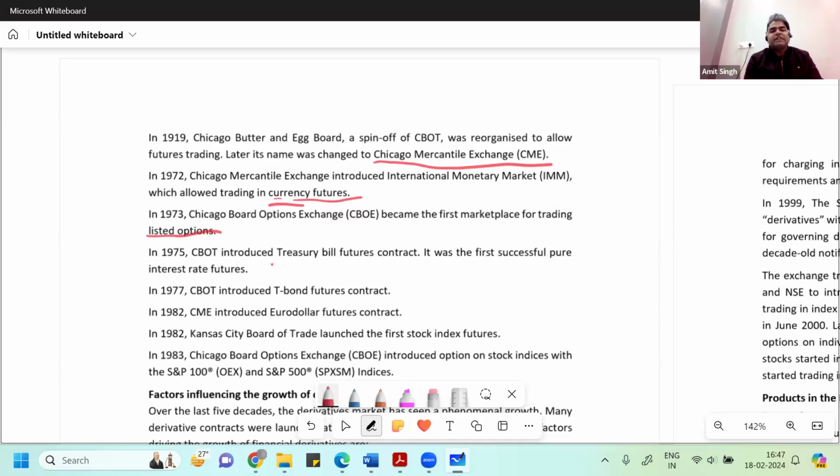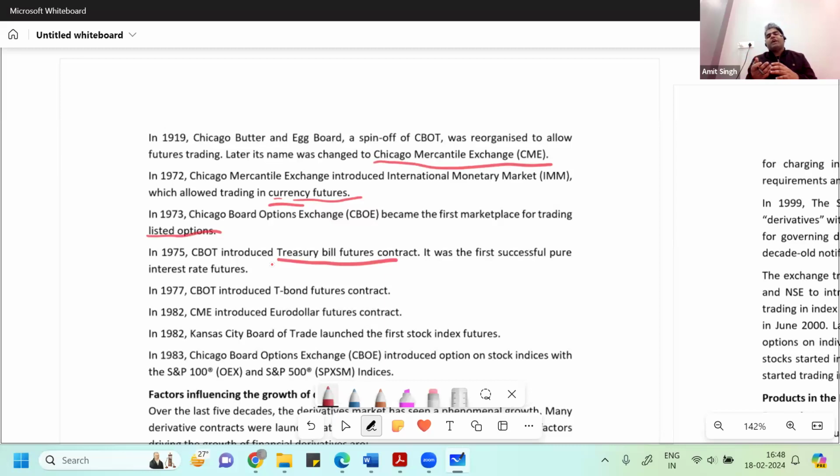Okay, so in 1975, the Chicago Board of Trade introduced a treasury bill future contract, which was the first successful pure interest rate future. So treasury bill is a short-term debt instrument which was issued by the central bank of the country on behalf of their country, to curtail the fiscal deficit. Okay, so like in India also, the Reserve Bank of India issues treasury bills on behalf of the Government of India.